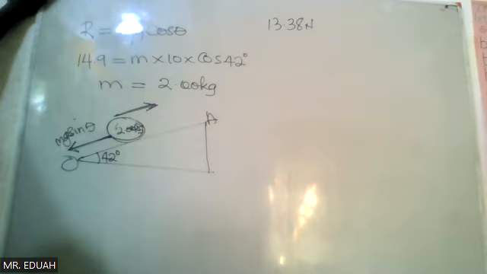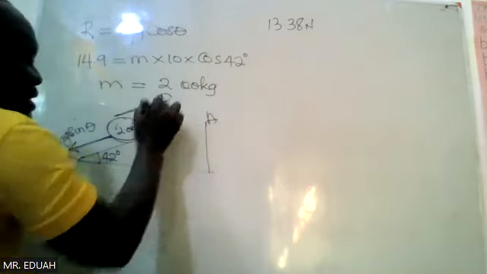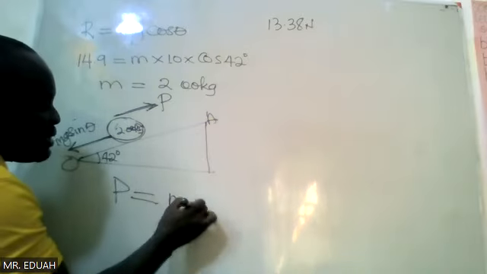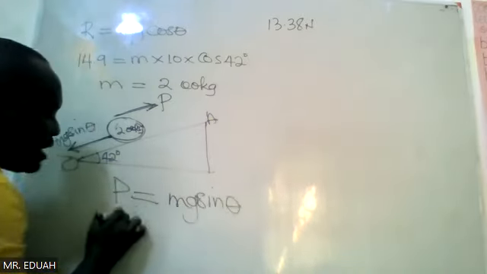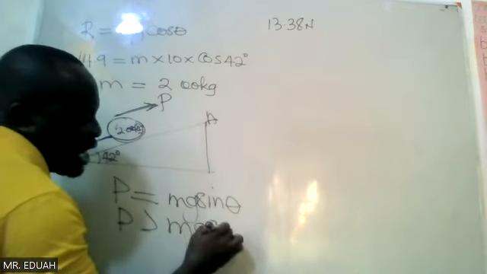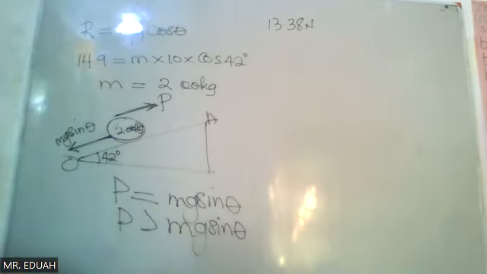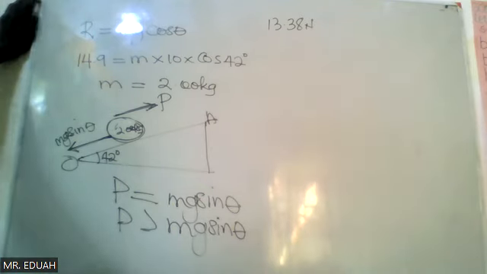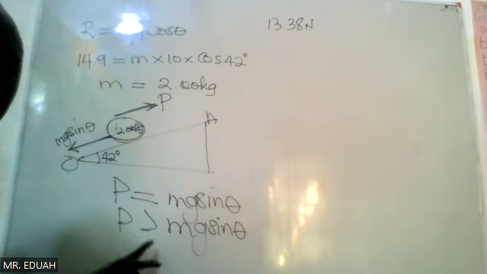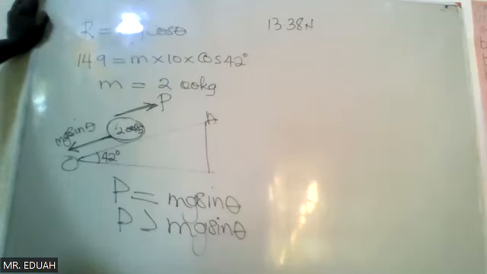That's my question. Assuming the force applied is P, must P be equal to mg sine theta, or must P be greater than mg sine theta? Lizzie, I'm here. I'm listening. P must be equal to mg sine theta. Why not greater? Why shouldn't P be greater than mg sine theta?